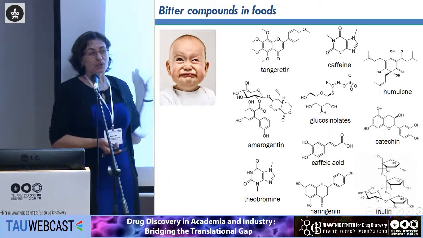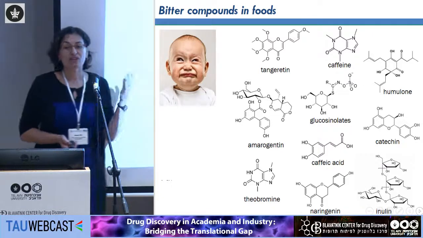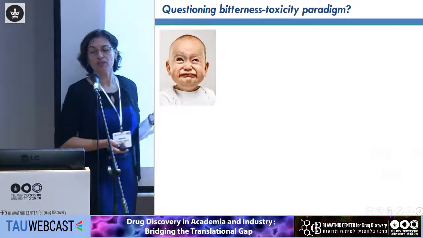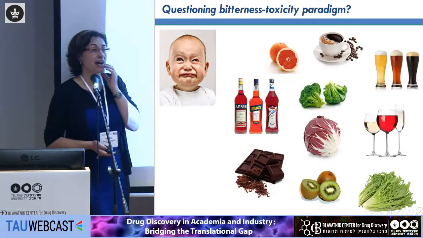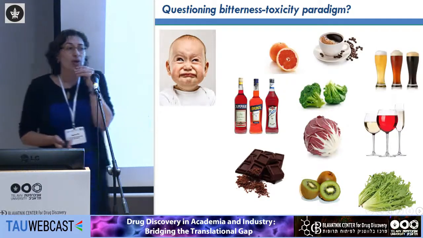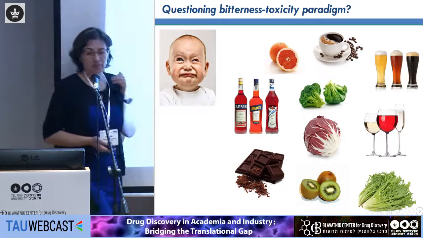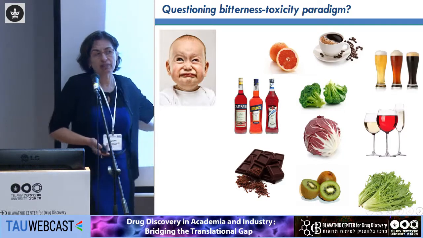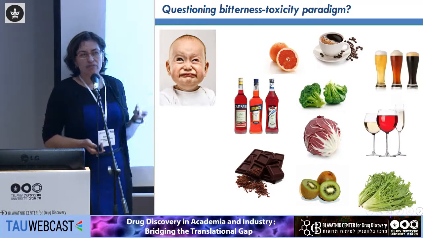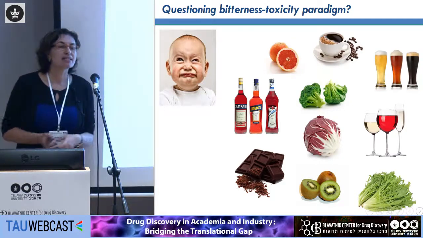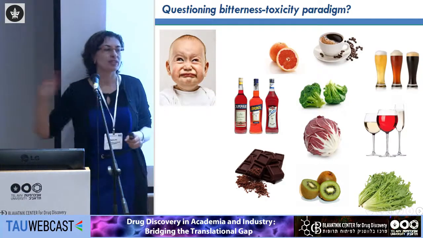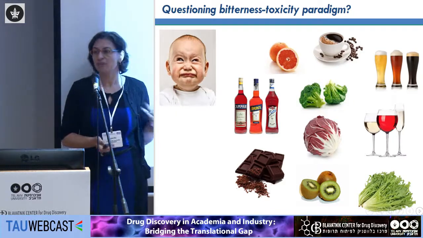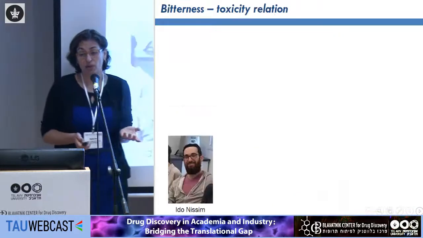So just to convince you that in food we do encounter bitter compounds, here are some names of bitter compounds, and here are the foods that have these compounds. Now, going back to the question about toxicity and bitterness, many of these foods are quite good and even maybe healthy. So then we wanted to check whether this paradigm that we start with in almost every paper, bitter taste signals toxicity, is actually well grounded in facts and what we know so far.